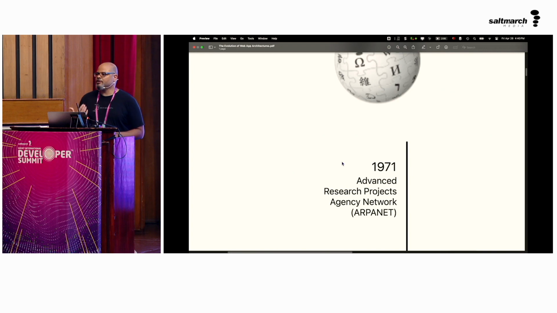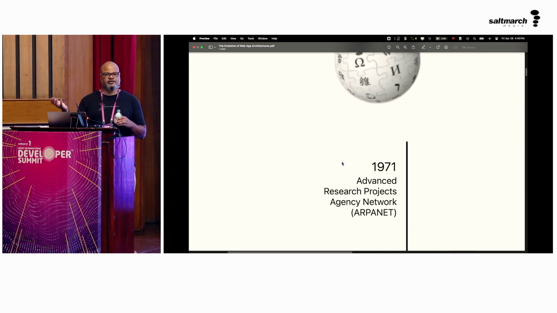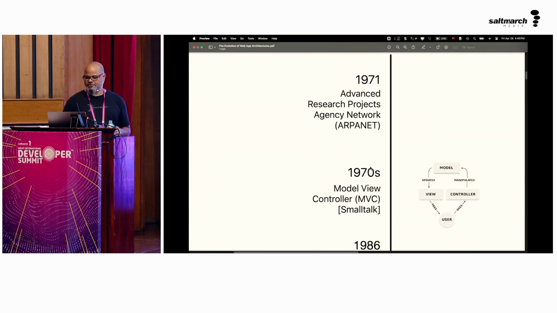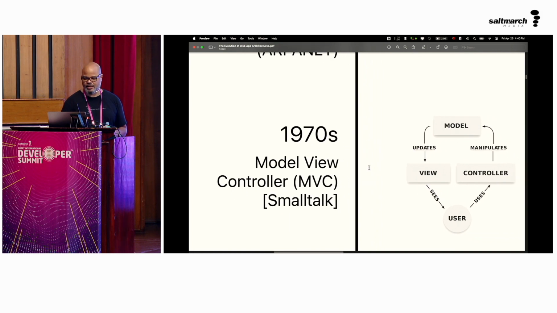But it turns out it was really just more to connect disparate research institutions, right? There's a lot of research going on. A lot of it was related to defense, but they wanted to be able to connect the different universities to share research. And that was the initial impetus for ARPANET. So that was 71.